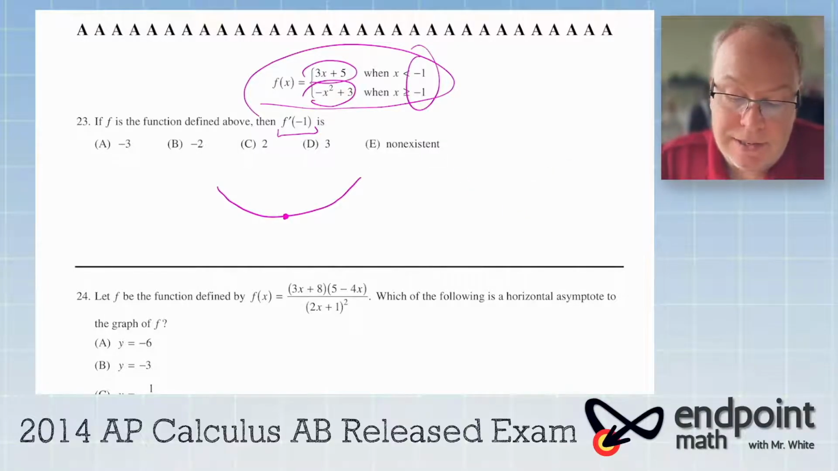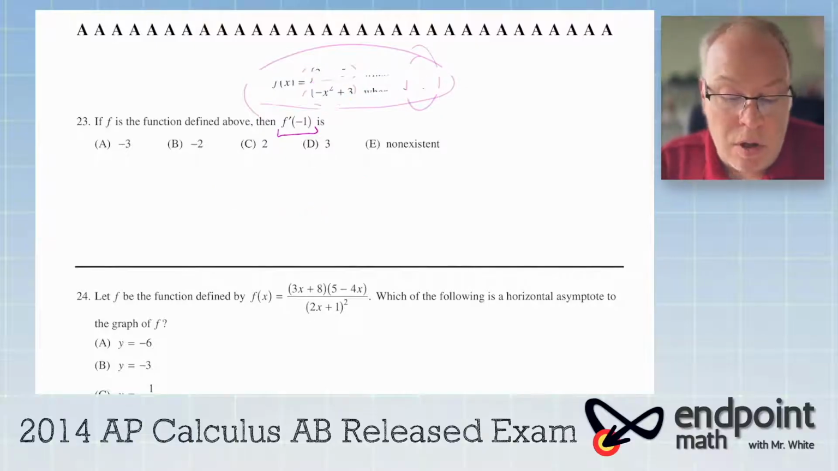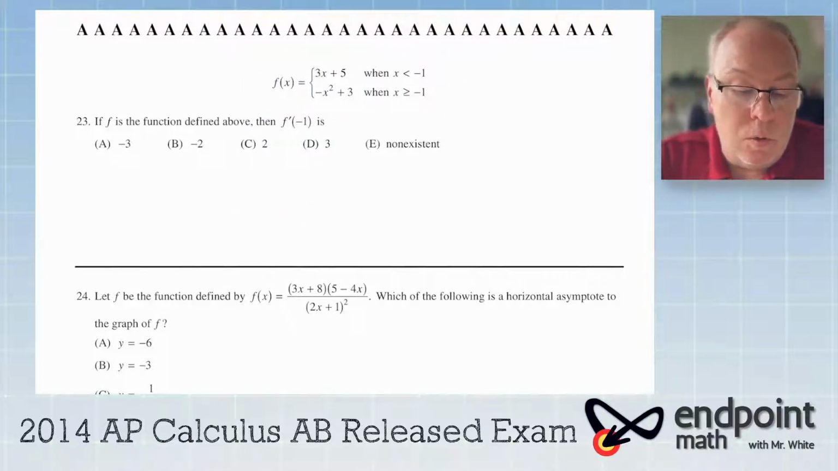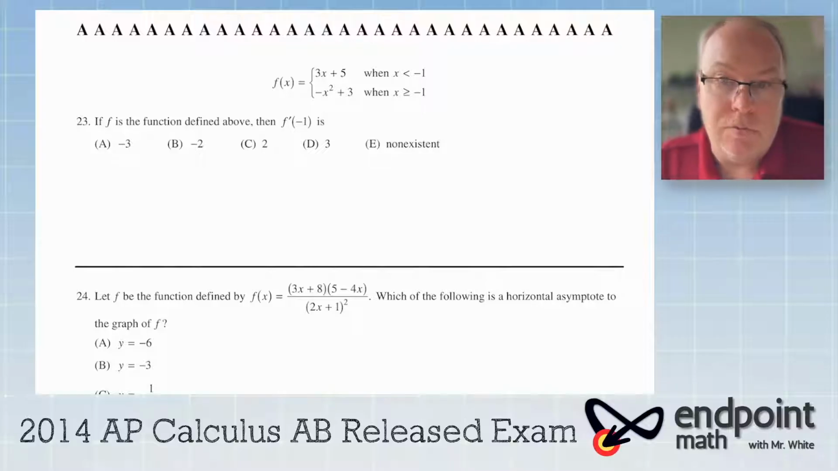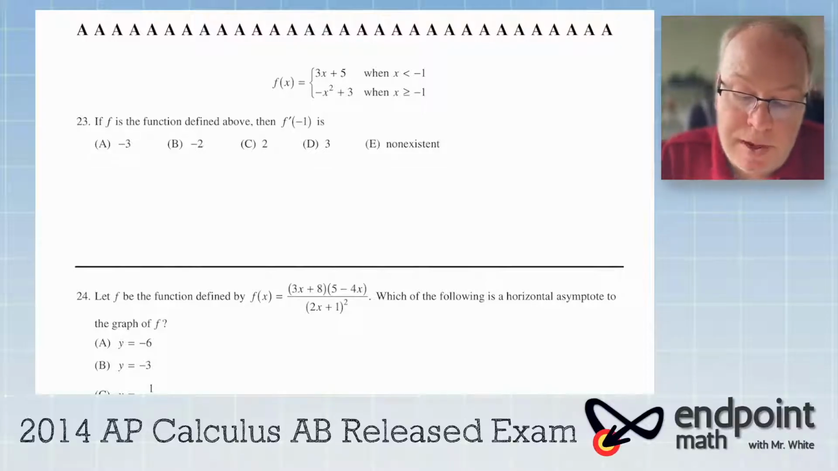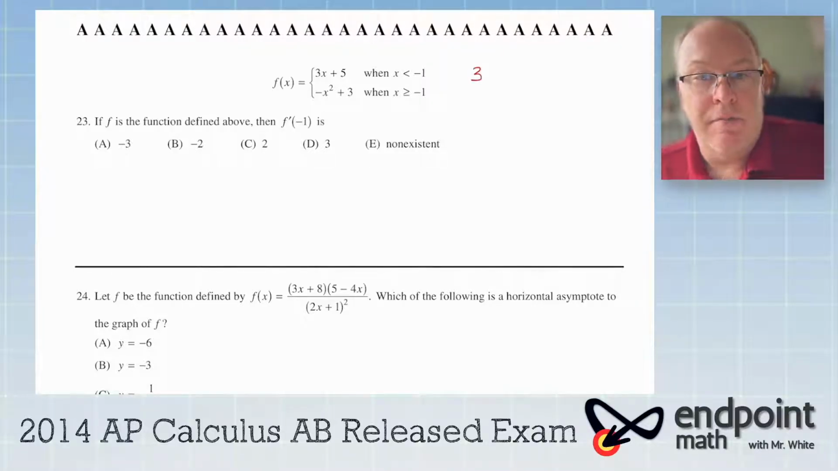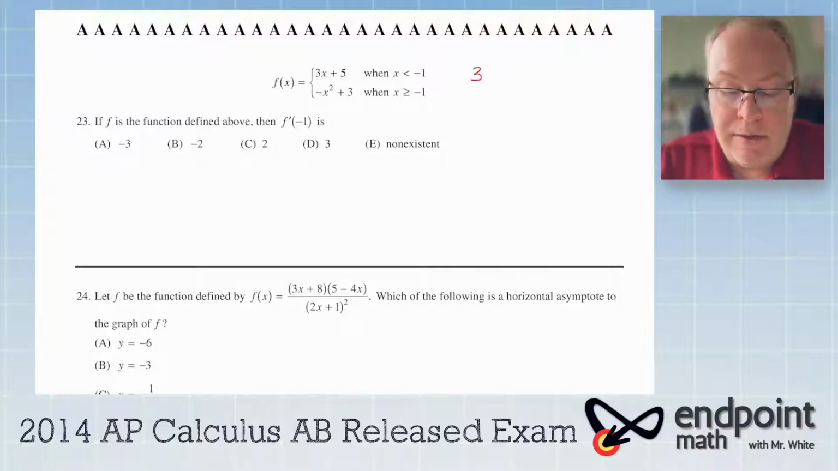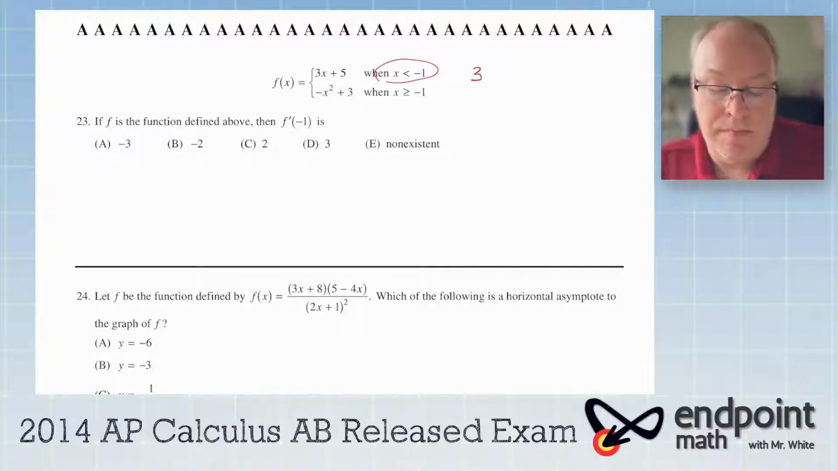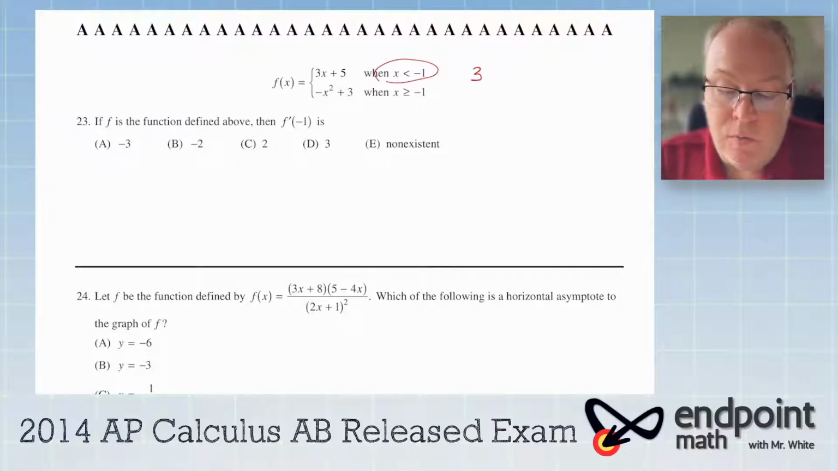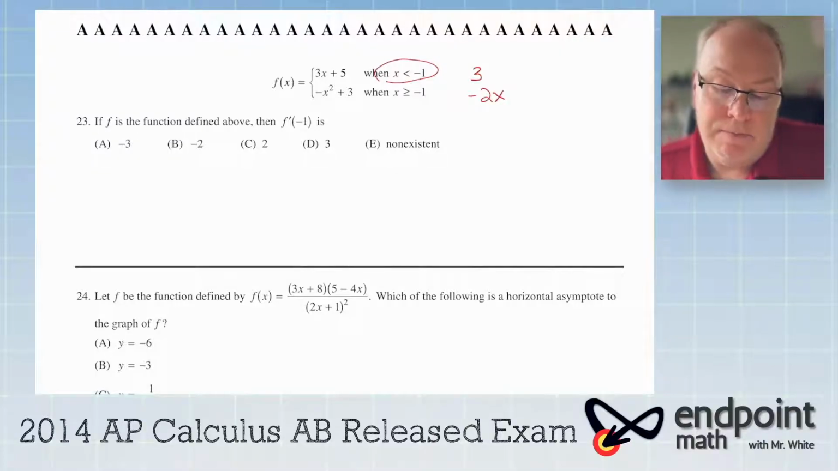Right? So the limits on the derivatives have to also equal. So what I'm going to do, let me switch back to red here for you. I'm going to find the derivative of that left-hand region. It's the left because x is less than 1. And then on the right, the derivative would be -2x.